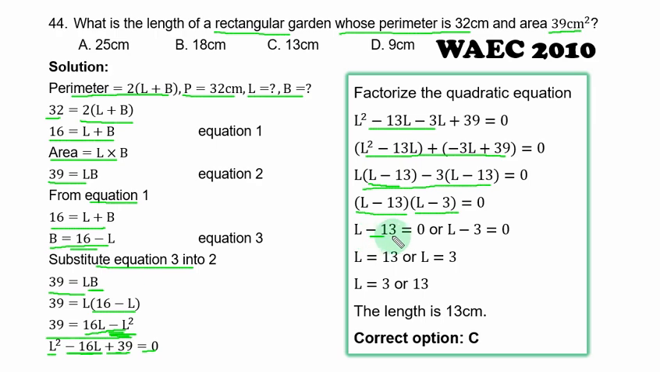You equate each term to 0. When you transfer the constant terms respectively, you have L to be equal to 13 or L is equal to 3. Therefore, L is equal to 3 or 13. Going by the options, we take 13 as the length. The correct option is C.